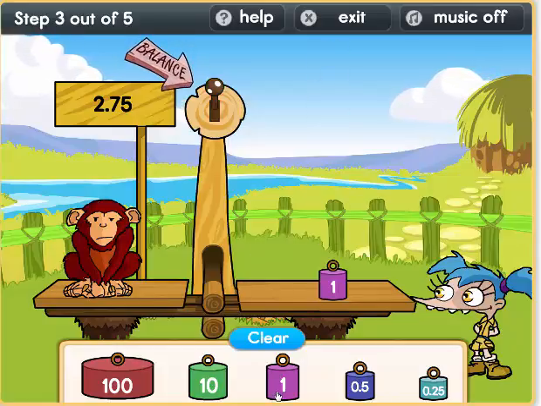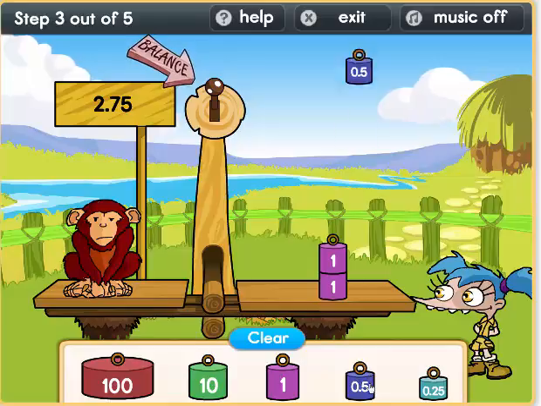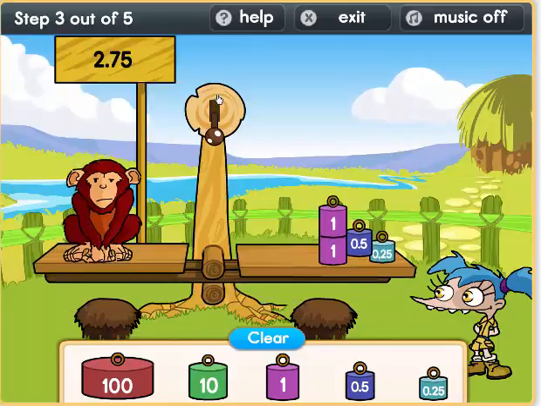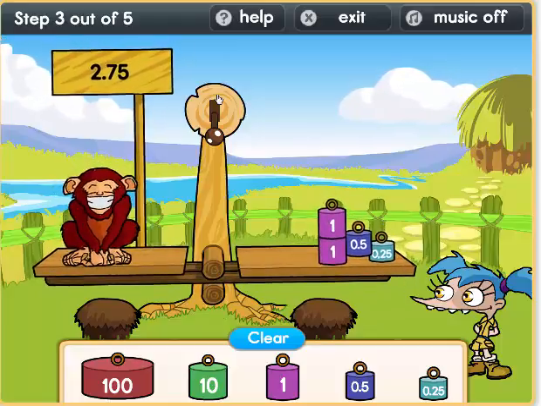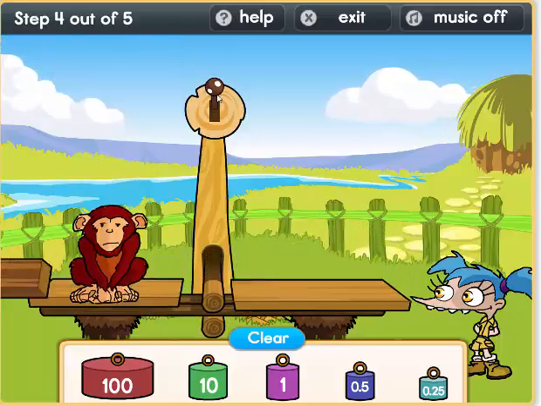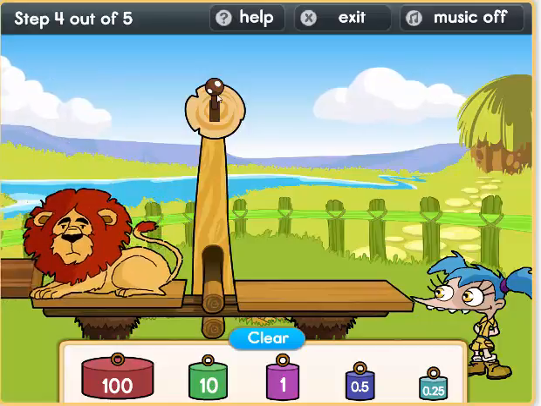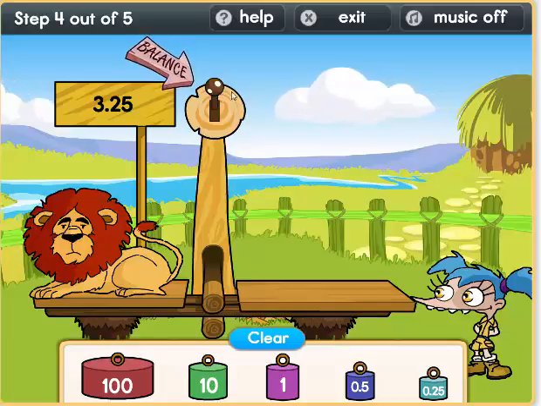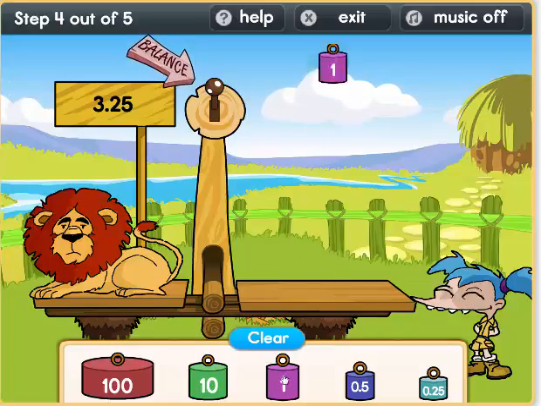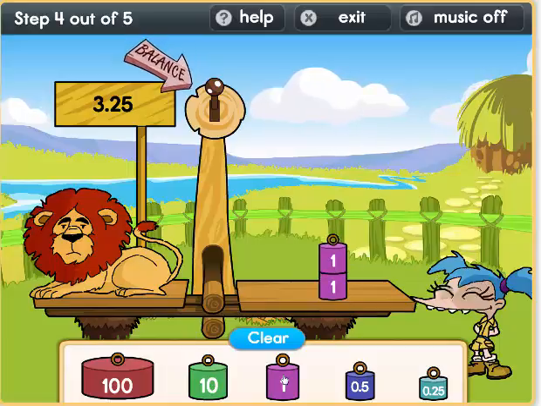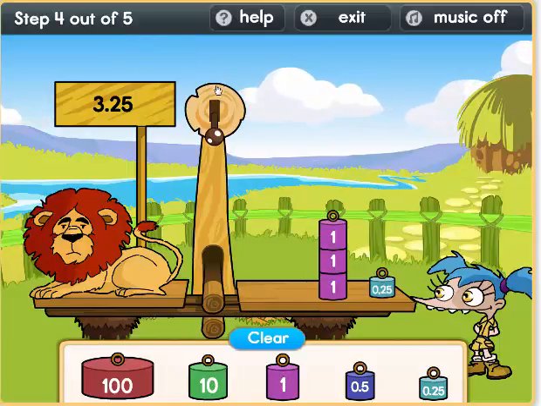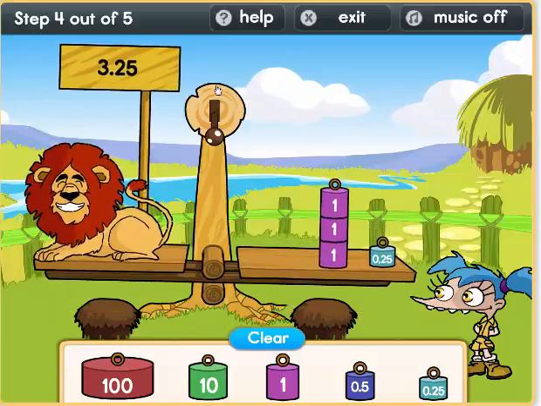So 0.25 equals 2.75. We have a lion. Ooh, 3.25. Come on, guys, help me out. 1, 2, 3, and 25. Well done.